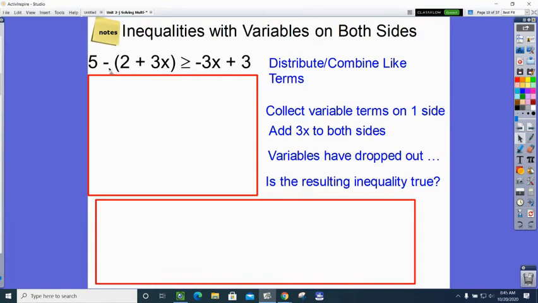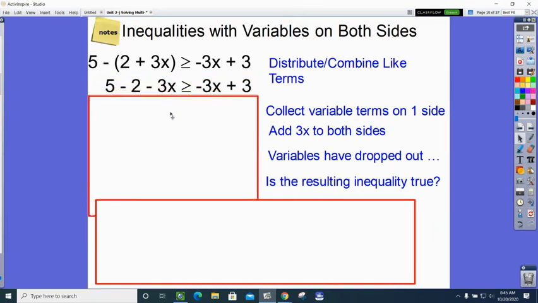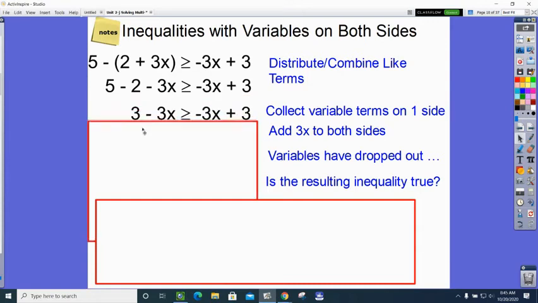I put this in on purpose so that we're thinking distributive property, because there's an invisible 1 in front of this parenthesis. So it's like you're distributing the negative, a negative 1, to both places. So we're going to distribute, and in this case, you would have 5 minus 2 minus 3x. Often people will put a plus here. Combining like terms would be 5 minus 2.